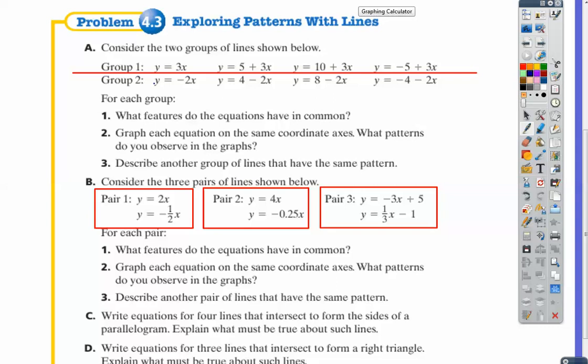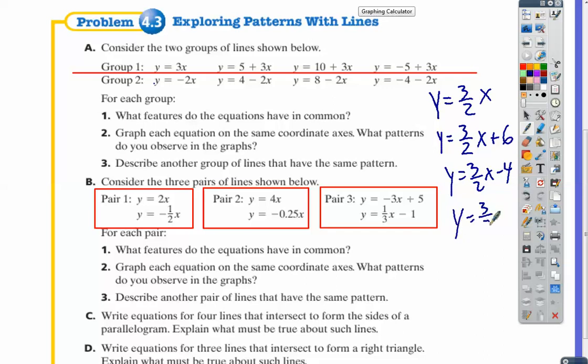So we're also asked to come up with another group. Well, it doesn't matter what our slope is. We can make a bunch of parallel lines. So we could have y is equal to 3 over 2x. If I'm going to keep a slope of 3 over 2, a parallel line would be anything with a different y-intercept. So all three of these would have the same slope, so they would all be parallel lines.